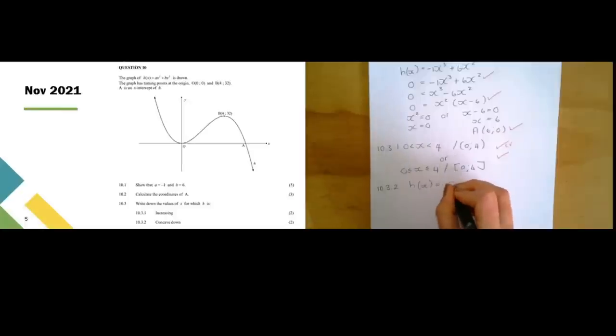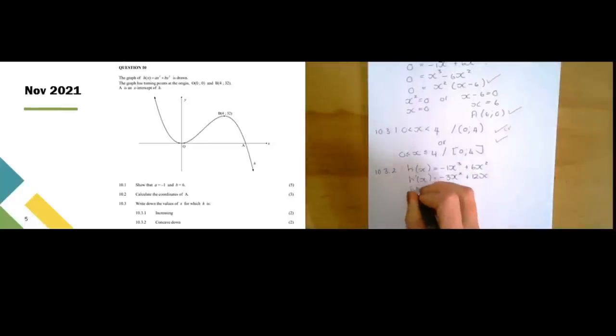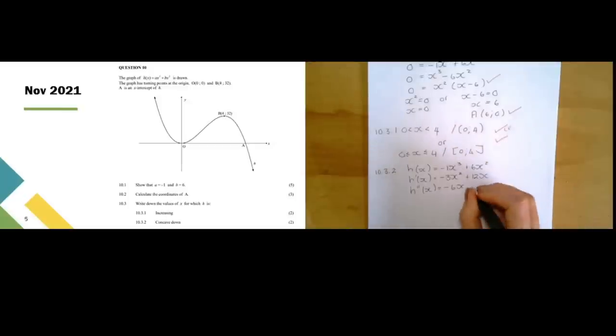h(x) is negative 1x to the power of 3 plus 6x squared. My first derivative would be 3 times negative 1 is negative 3. x to the power of 3 minus 1 is 2. Positive 6 times 2 is plus 12. x to the power of 2 minus 1 is 1. That would be my first derivative. My second derivative. So if I go do it again, 2 times negative 3 is negative 6. x to the power of 2 minus 1 is 1. 1 times positive 12 is 12. x to the power of 1 minus 1 is 0. So there's my second derivative.